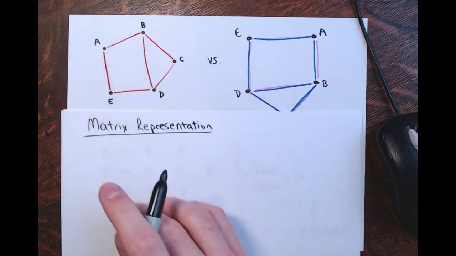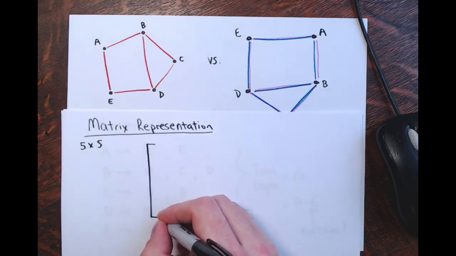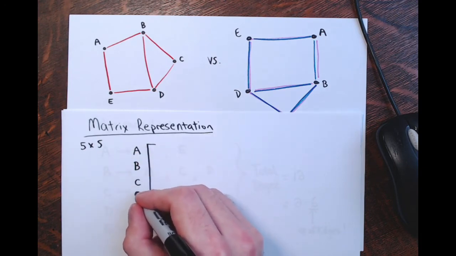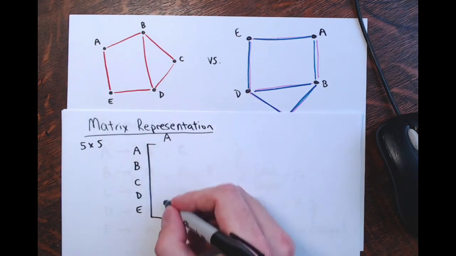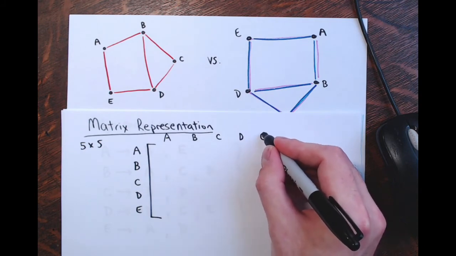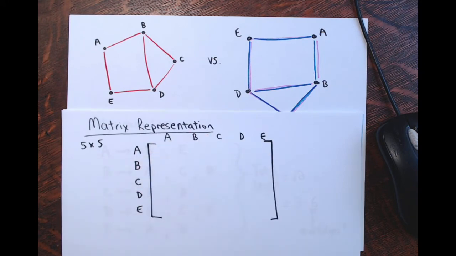Again, there are 5 vertices, so it should be a 5 by 5 matrix. There are 5 rows, one corresponding to vertex A, vertex B, vertex C, vertex D, vertex E. Or again, they relabeled them 1, 2, 3, 4, 5. And then same for the top, the columns: one column corresponding to vertex A, B, C, D, and E. So I got a 5 by 5 matrix, and this is going to be filled with 1s and 0s. 1 if there's an edge between those vertices, and 0 if there's not.